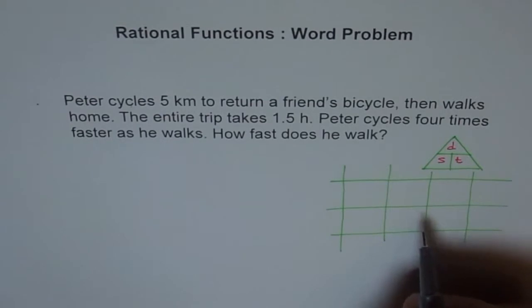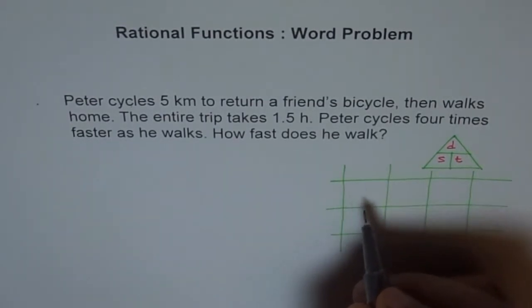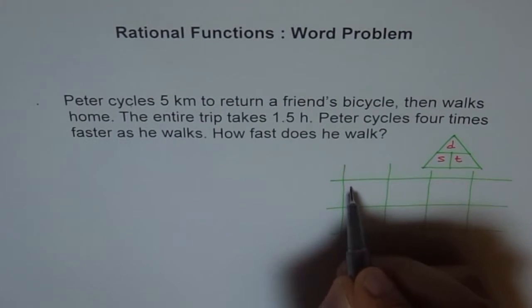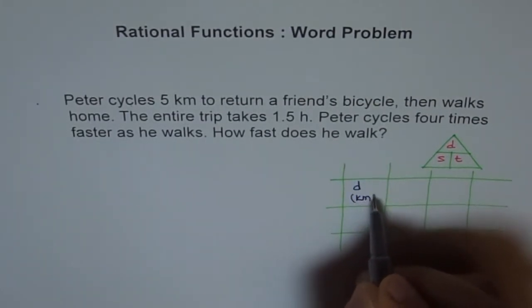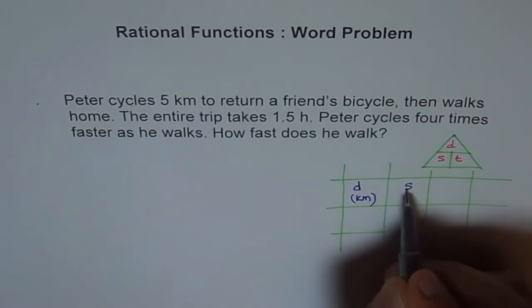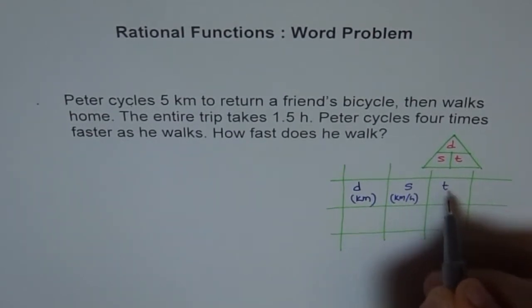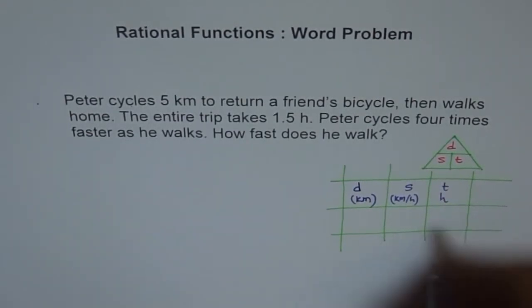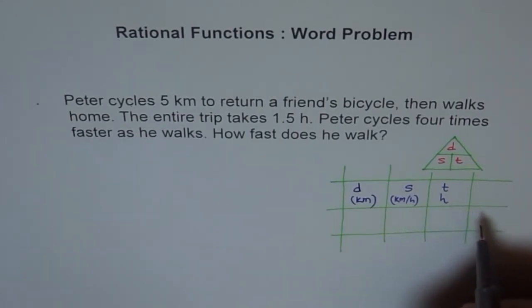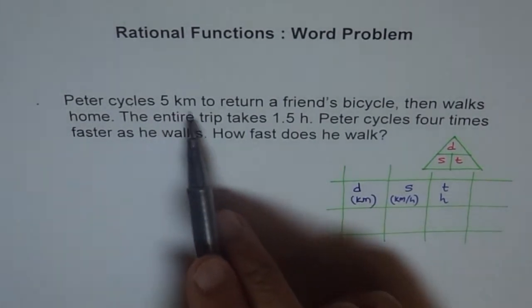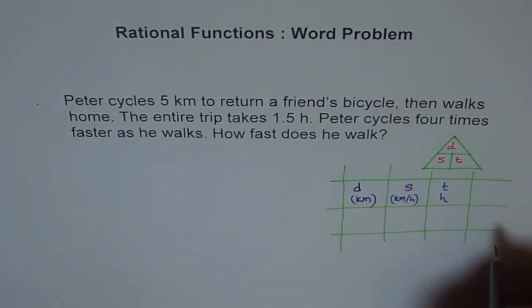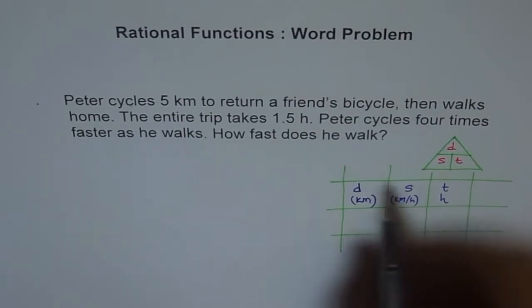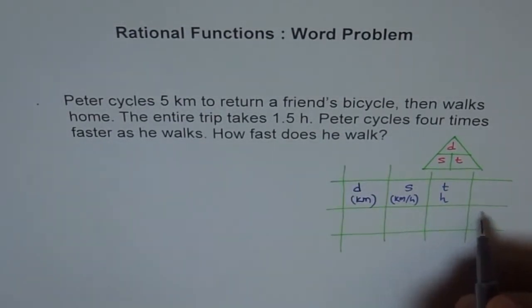So let's say that here we write distance, d, and we'll put distance in kilometers. And let's say we have speed, s, in kilometers per hour, and time will be in hours, correct? Now one way is to see it like this. Peter returns a friend's cycle. Let's say he goes cycling and walking, correct? Because I want how fast he walks, let me write walking first.